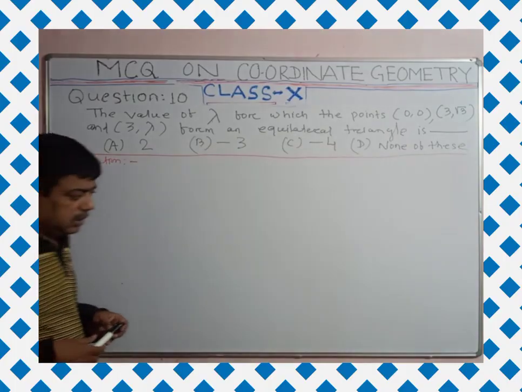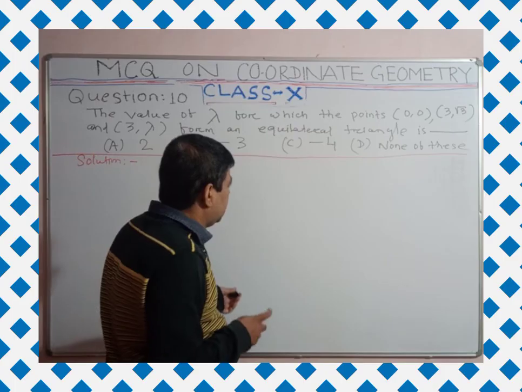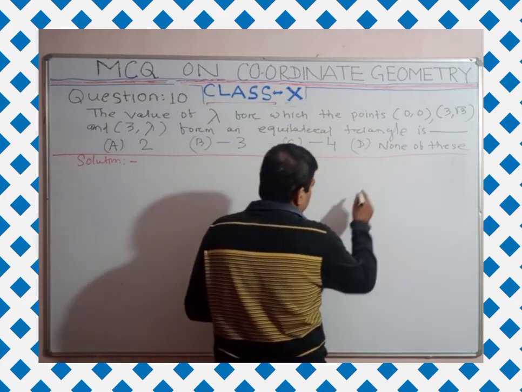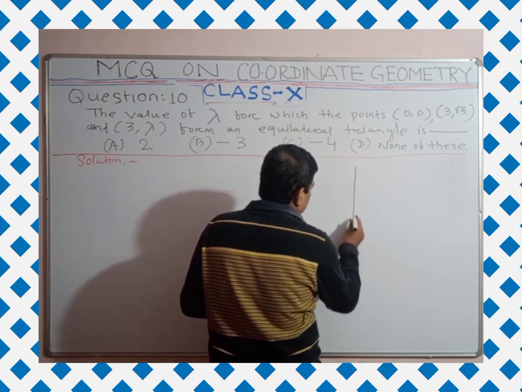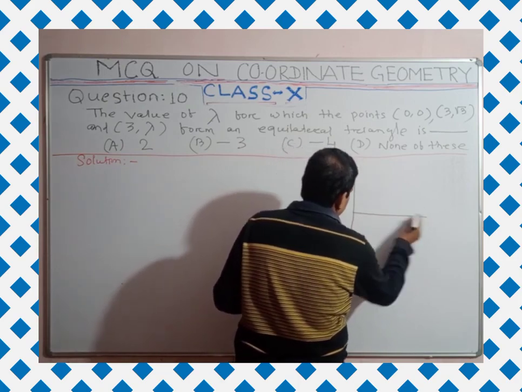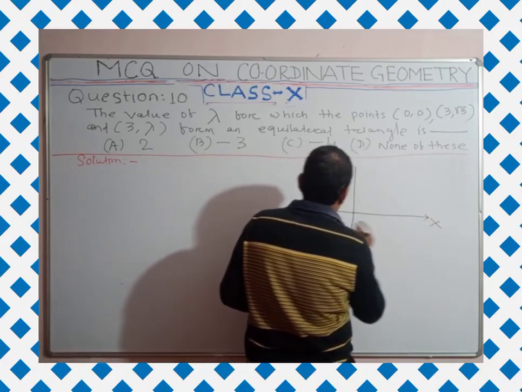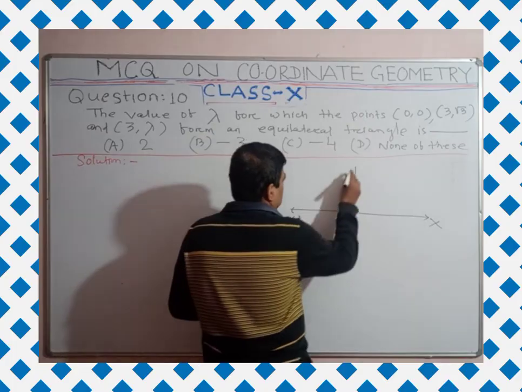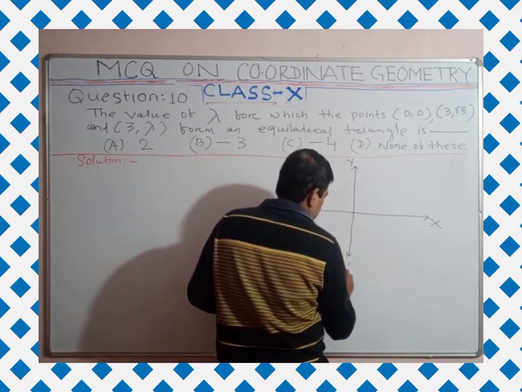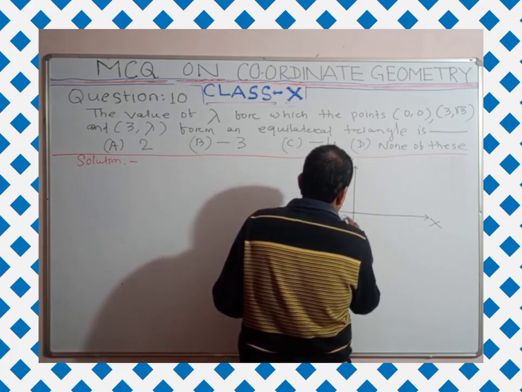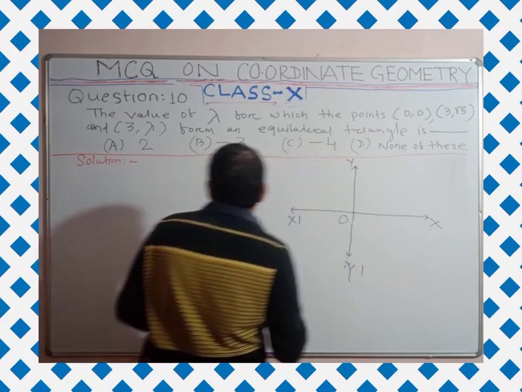Okay, let's see, three vertices are given, and they are the vertices of an equilateral triangle. Yes or no? Understand? Okay, so let us draw. This is the x-axis and this is the y-axis, and this is the origin. You see one of the vertices is 0, 0. Okay.